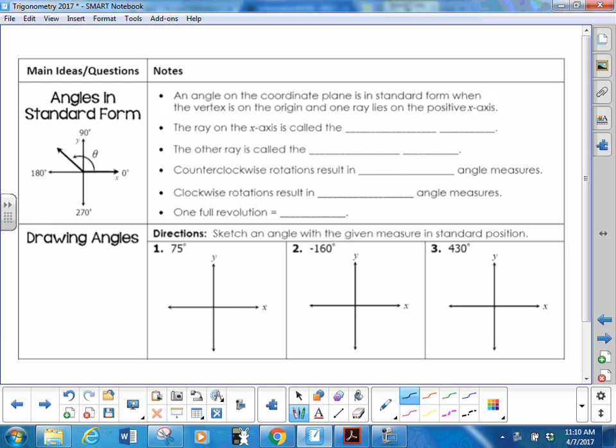That first note says, have I given y'all one? I've already given this to y'all? Yes. Okay. Good, remember? An angle on the coordinate plane is in standard form when the vertex is on the origin and one ray lies on the positive x-axis. Okay? And so the ray on the x-axis is called the initial side.